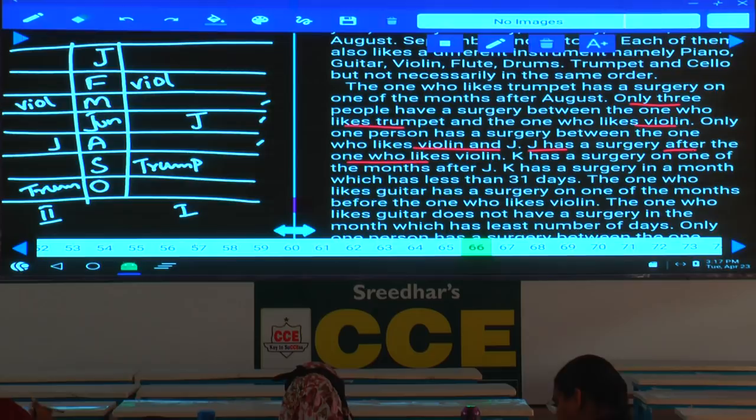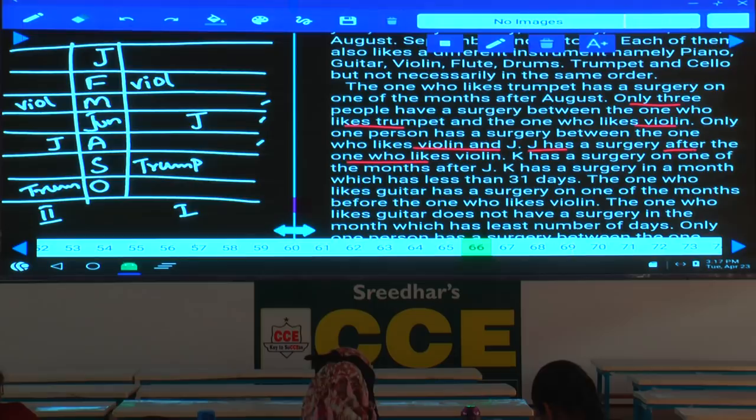Next one. K has a surgery on one of the months after J. Now, K is after J. The word immediate is not given. As the word immediate is not given, this K can be on any one of these 3 months: August, September, or October in the first case. And in the second case, this K can be either in the month of September or October.